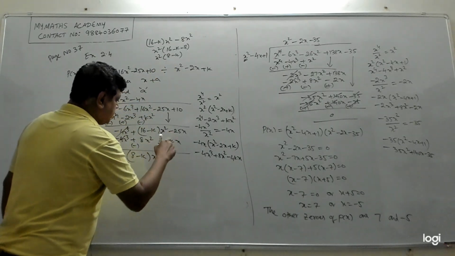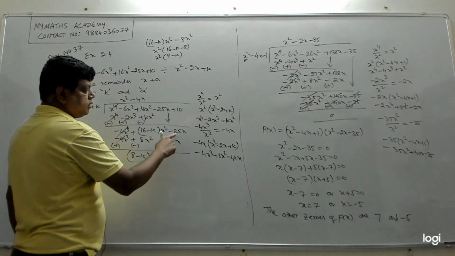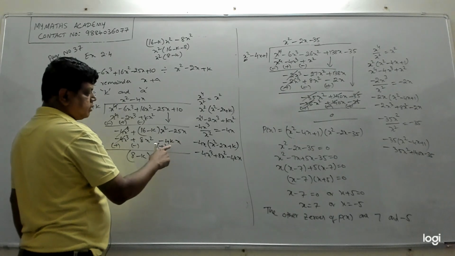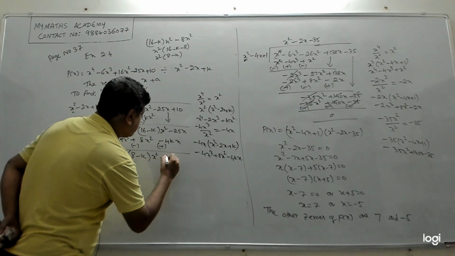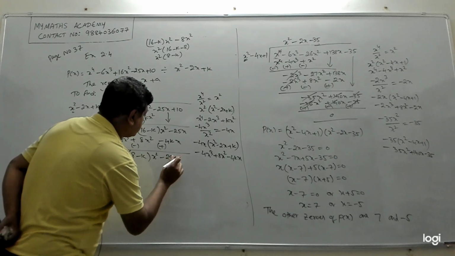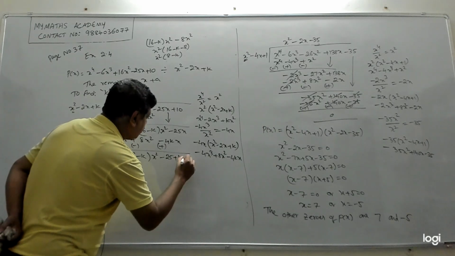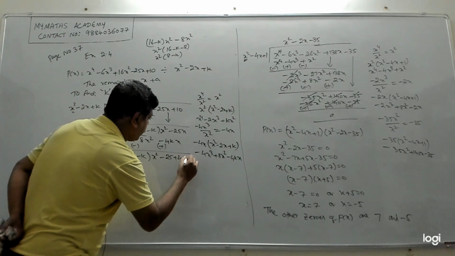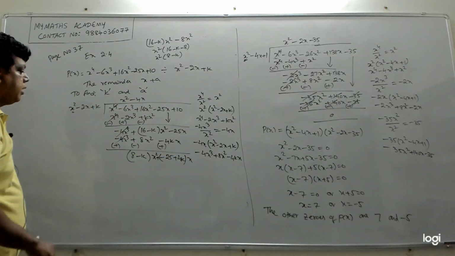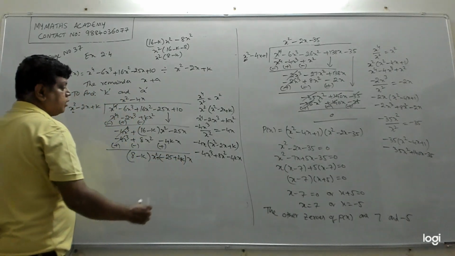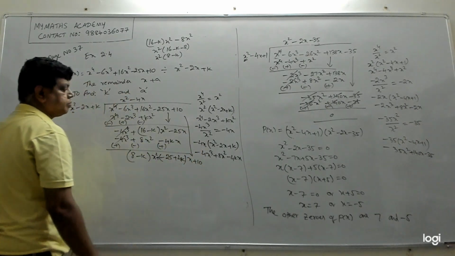Now this one is, again, minus 25x, and this is plus 4kx. So this will become minus 25 plus 4k, times x. I'll put a plus here. Right? Then again we should bring this 10 down. So it will become plus 10.